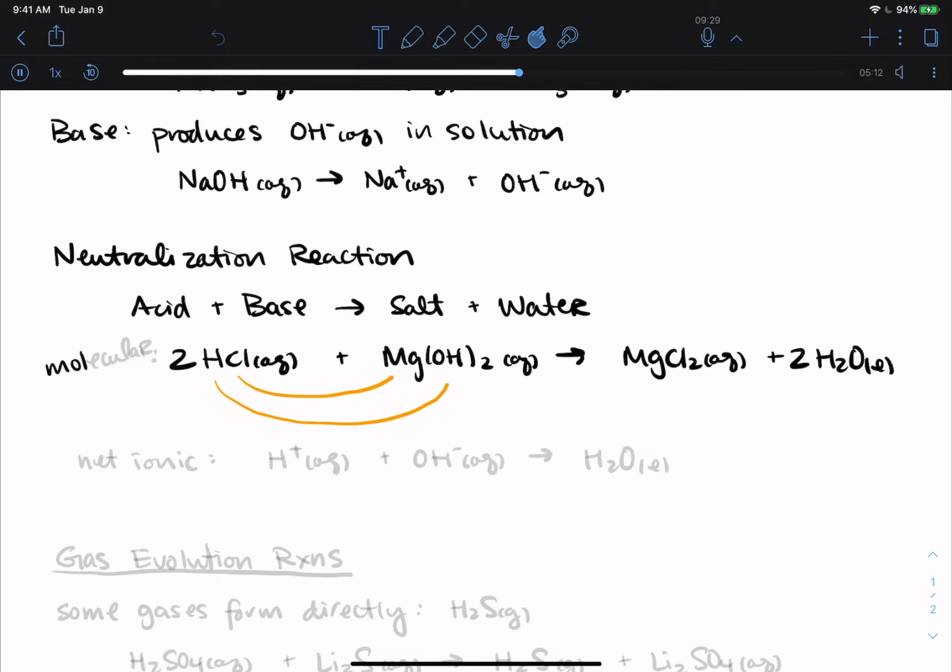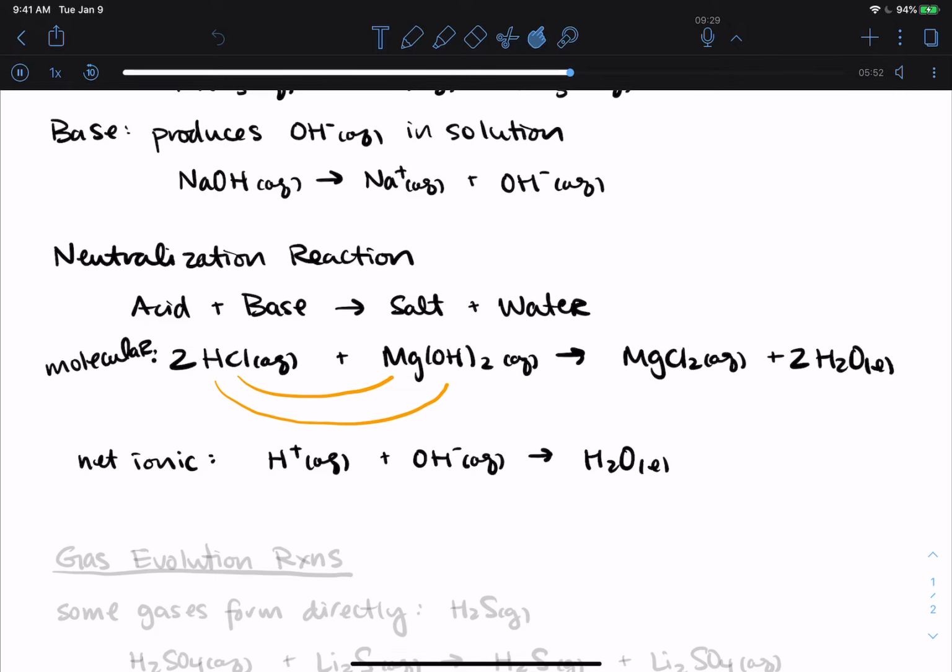But just like we did in the last video, you can take this molecular equation, you could turn it into an ionic equation, a full one, and then into a net ionic equation. And so this is something that you should practice with. And I will give you the answers so that you can check how to get here. The net ionic equation is going to be that H+ aqueous reacts with OH- to make liquid water.